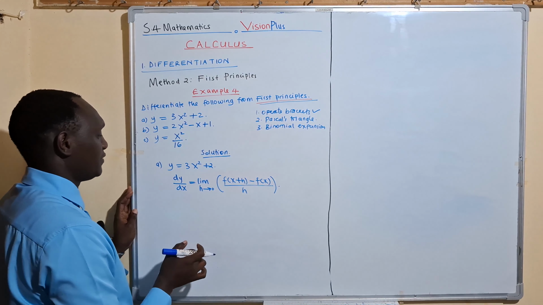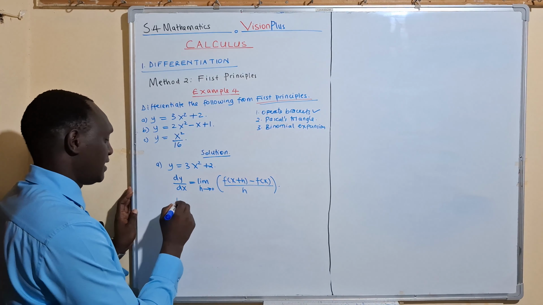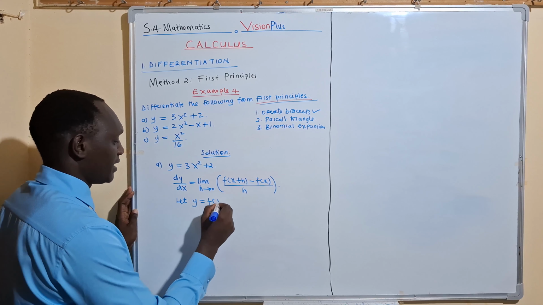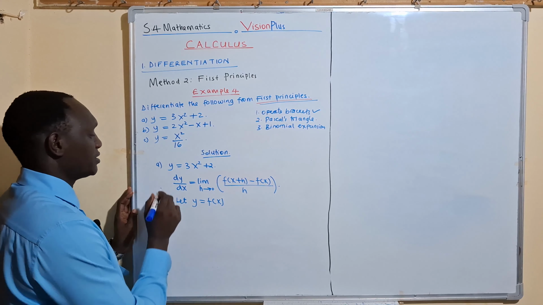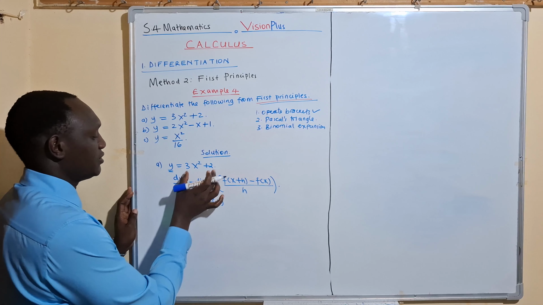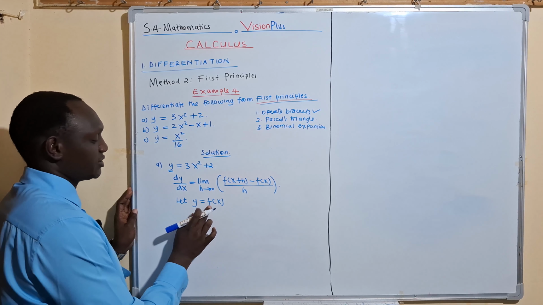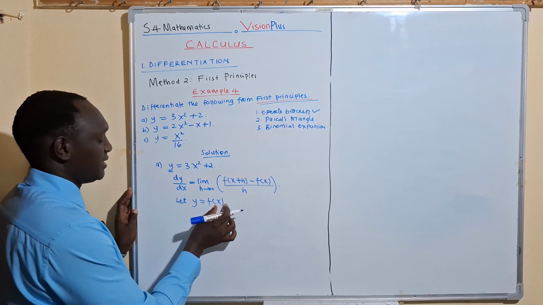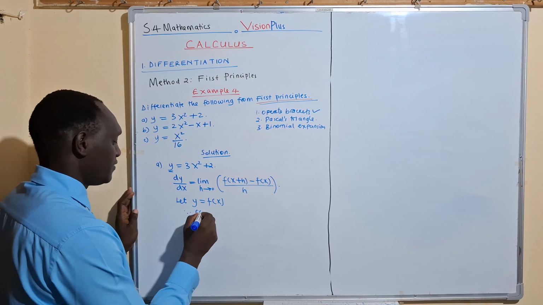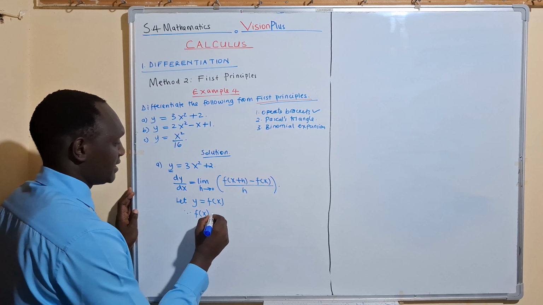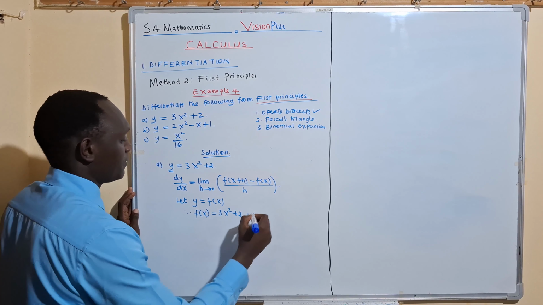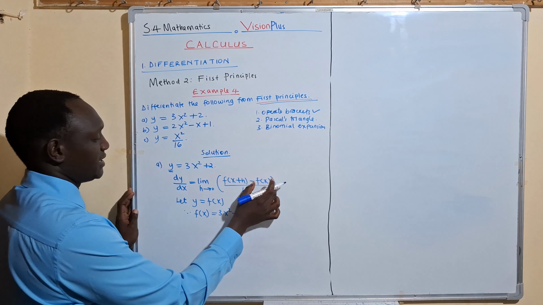For us to get f of x, we simply say let the function y be equal to f of x. Why? Because the function y is defined in terms of x. So the function defined in terms of x is 3x squared plus 2. We have f of x now.